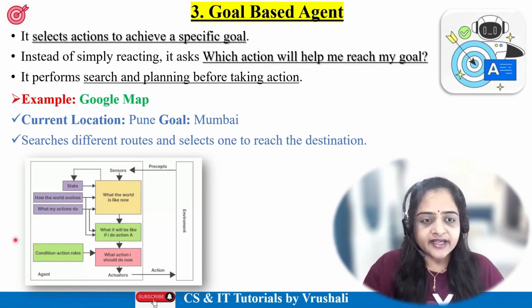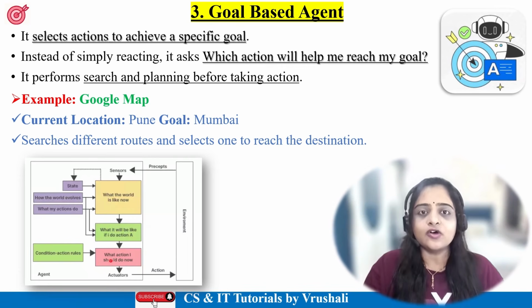See here in this diagram, suppose the Google Map agent uses a sensor. They sense current information, the current prompt of the user, like current location Pune and goal is Mumbai. After that, the agent analyzes this information and finds all possible paths, right? And after that, they decide the actual action or best possible path. Got it? So this thing is called a goal based agent.